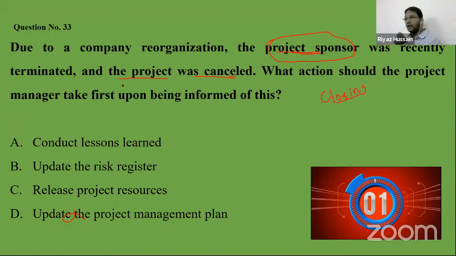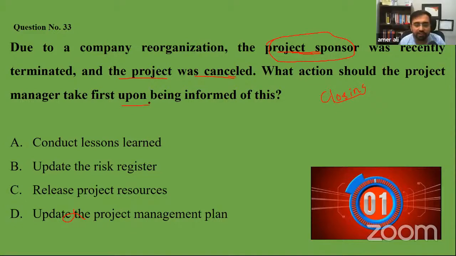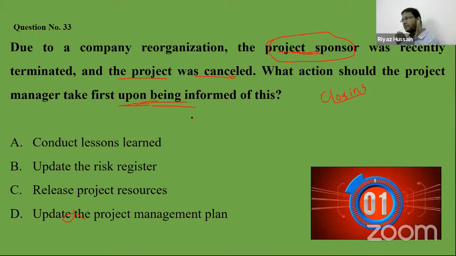So as a matter of process, we should release the project resources, and then we can conduct lessons learned. What is the first thing we should do? Release project resources. Wrong. Now you need to understand the flow of closing, brother. How does the closing happen in a normal or in a terminated project? The project resources are there. Okay, the deliverable that was accepted in validate scope comes. The deliverable is handed over to the client. So that is called the final product.